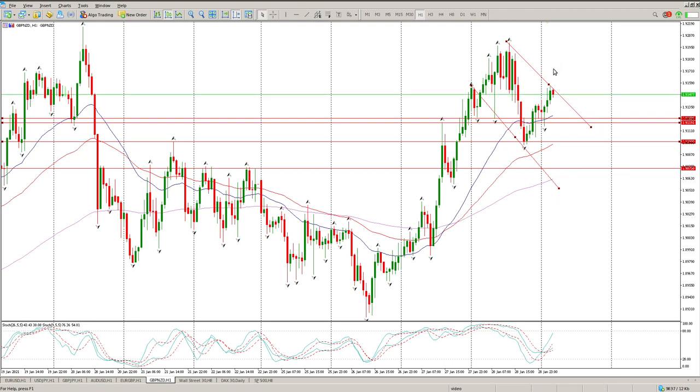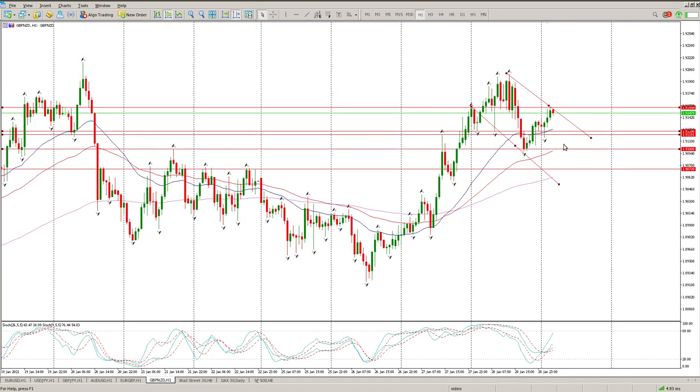So if we do break above this, there is a bit of a level here. There it is there. So we break above this, come back and test it. That definitely gives us the opportunity for longs. But I'd want to be buying off a little bit lower. So come back and test any one of these levels here, between 191 and 191, 191. So that is pretty much my views today.